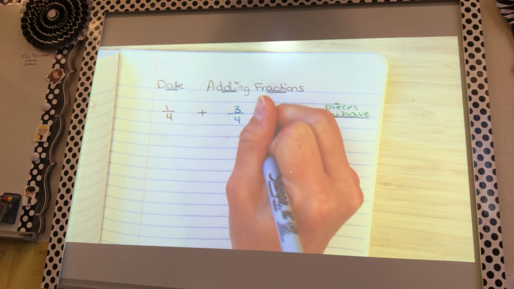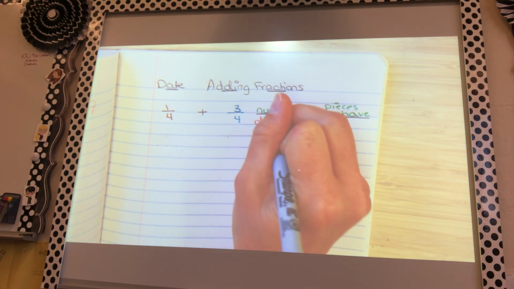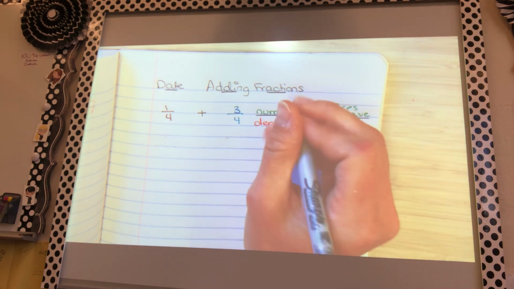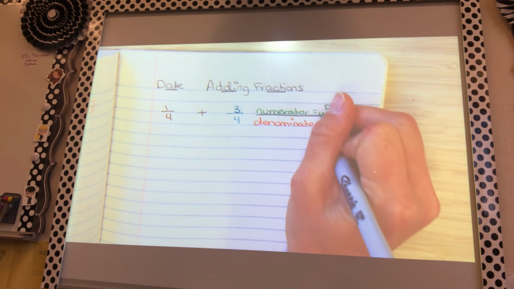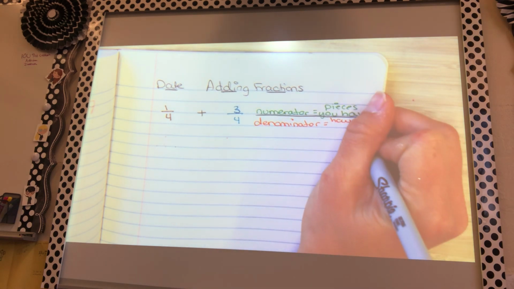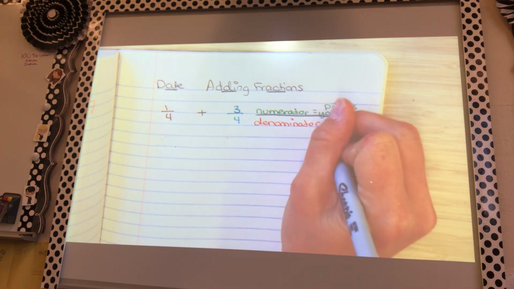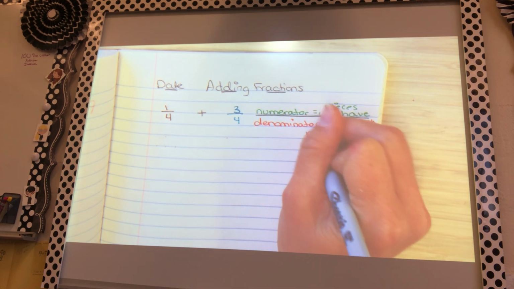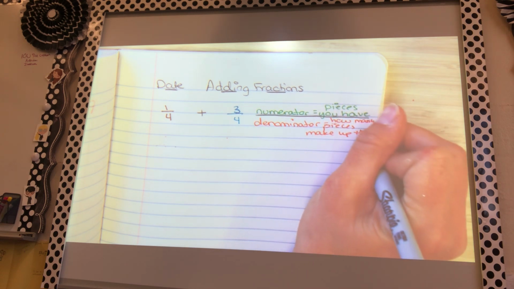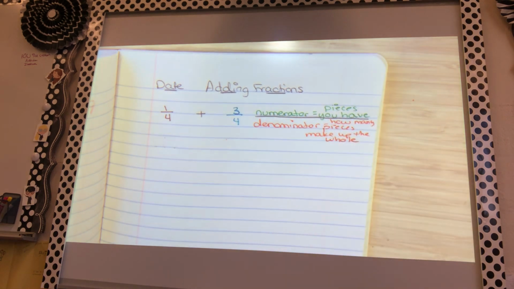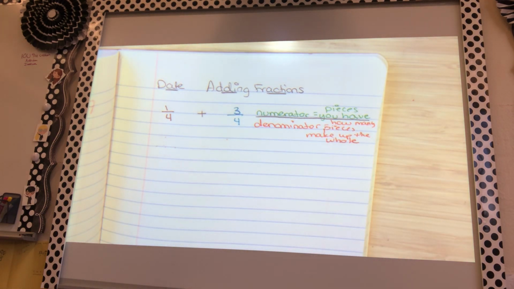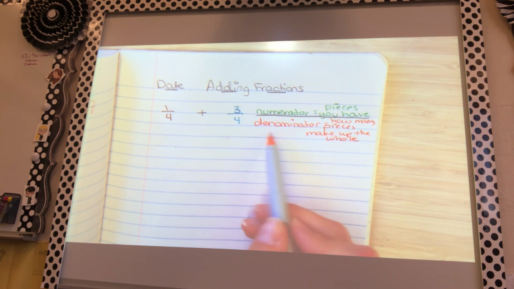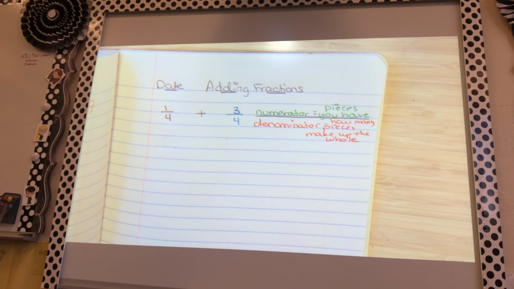And the denominator and the numerator are separated because the top numerator tells us how many pieces we have, and the denominator tells us how many pieces make up the whole. So we're separating those two by a line in the middle because a fraction is a division problem. So I have 3 out of 4, or 1 out of 4. So you can write it and model it several different ways.